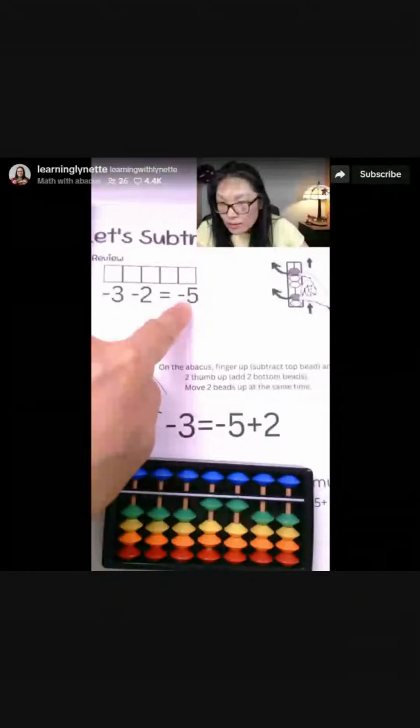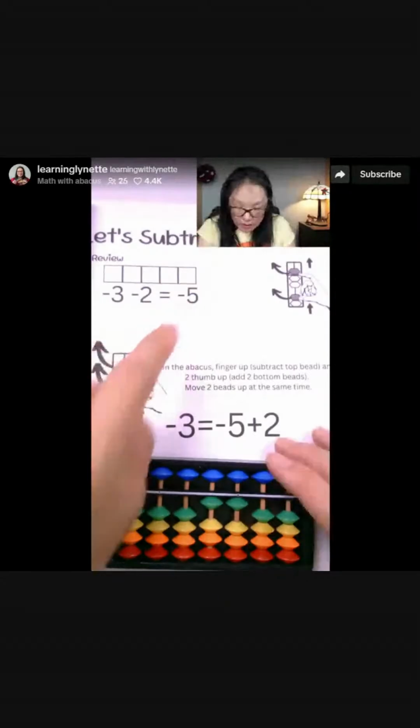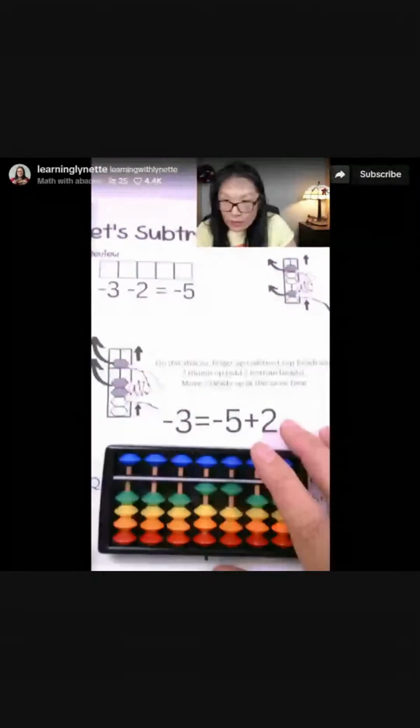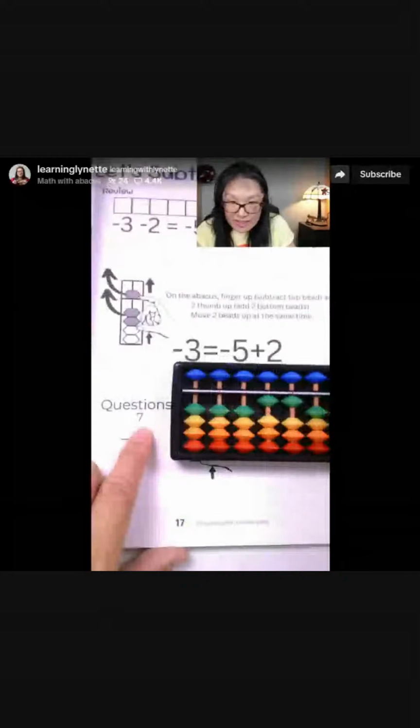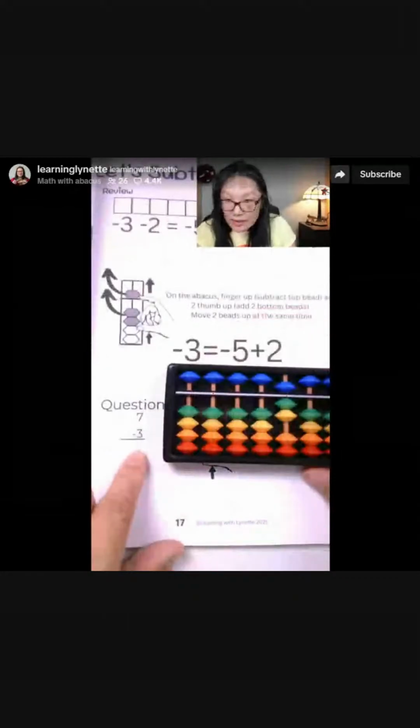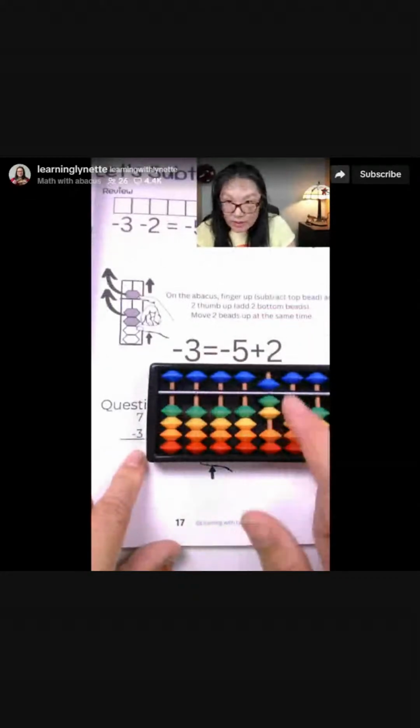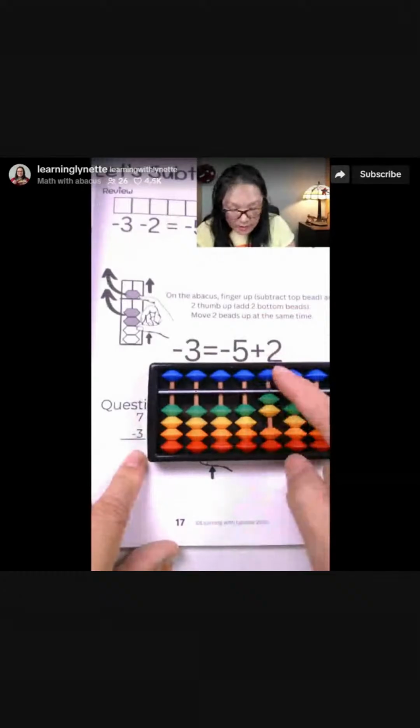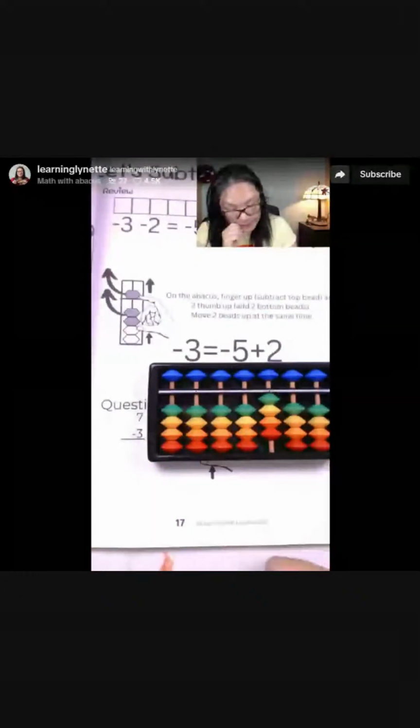So what are we going to do? We're going to take away the 3. When we take away the 3, our question is 7. So we have 7 on the abacus. I want to take away the 3. When I take away the 3, what do I do? Minus the 5 plus the 2. And that's it. So we know how to add the 3, and we know how to subtract the 3. Make sense? So that's about it.